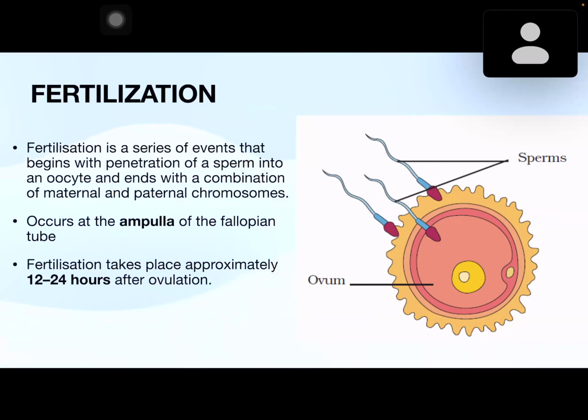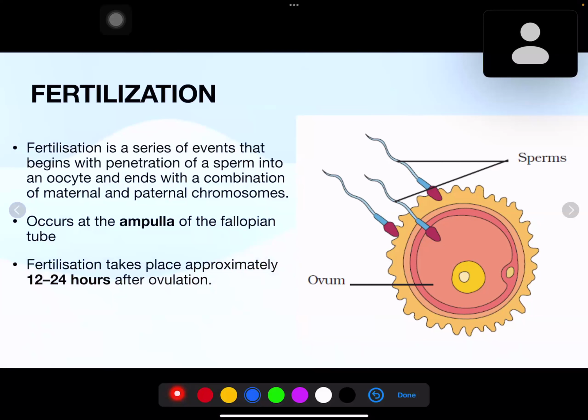Now this is fertilization. You all know what fertilization is. It is a series of events that begins with penetration of sperm into an oocyte and ends with the combination of maternal and paternal chromosomes. Basically, it is a combination of the female and male gametes, oocyte and sperm, and then their chromosomes are also combined.